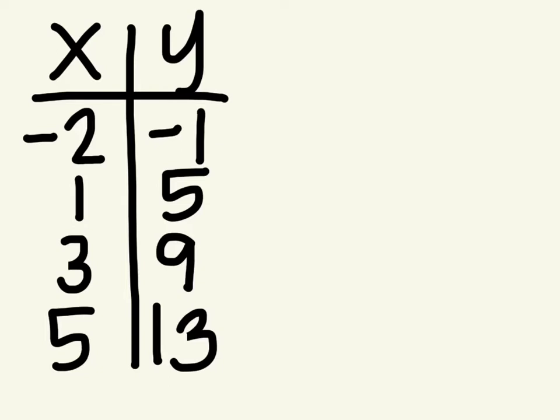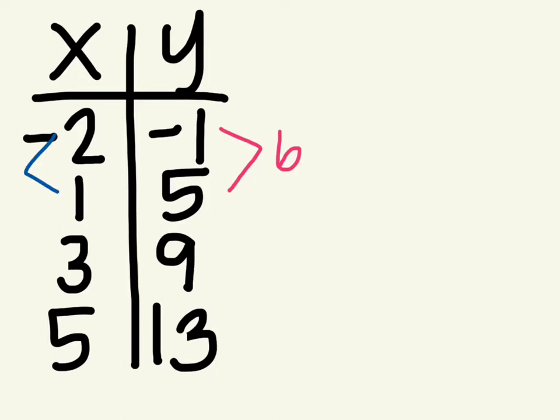The first thing that we need to do with this table is determine if it is linear or not. To do so, we're going to find the change of y and the change of x to see if that remains consistent, having a constant rate of change as the table continues. We start with the change in y. From -1 to +5, you have increased by 6. So the change in y is 6.